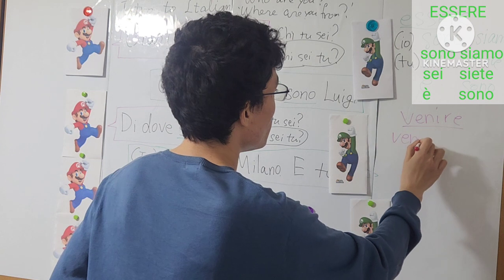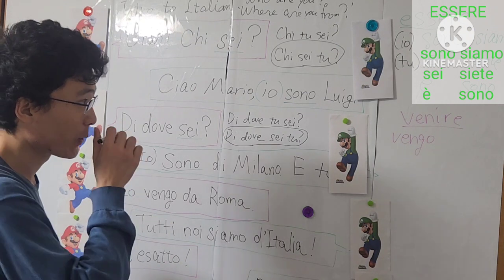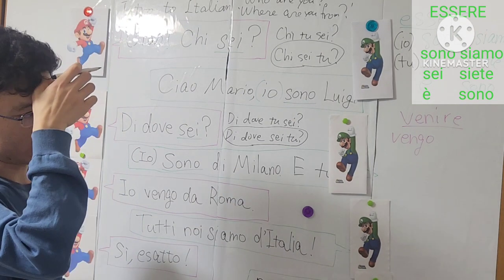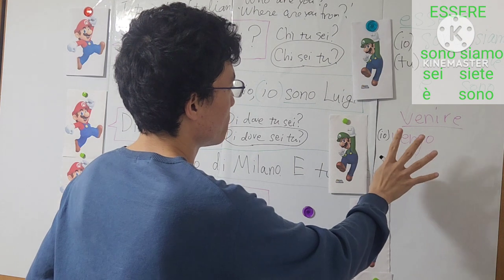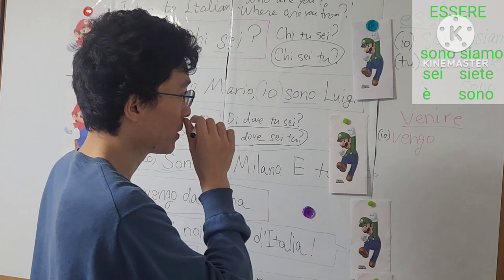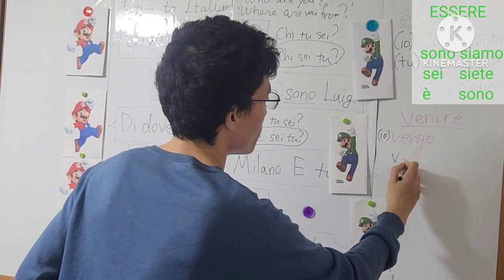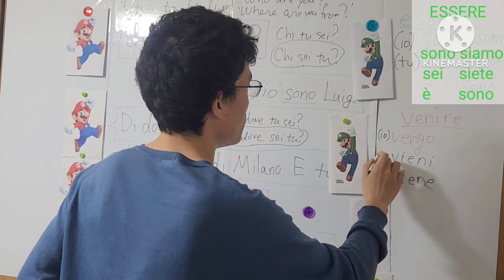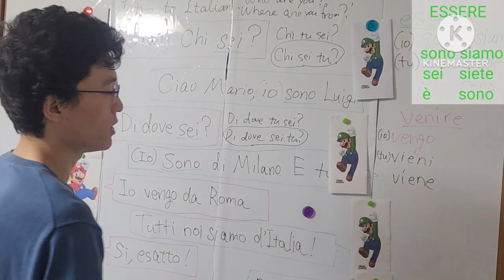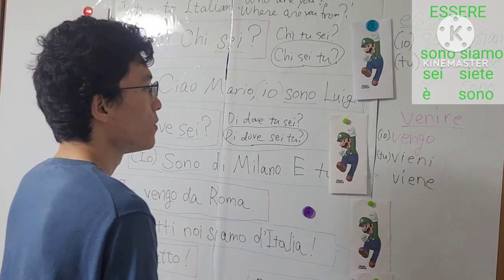Io vengo. Because this is the first lesson, at least it suffices for you to memorize the first person singular form today. But I write the whole paradigm anyway. Io vengo, tu vieni, viene. Viene is the third person singular form. He comes or she comes. Or it comes. Vengo, vieni, viene.